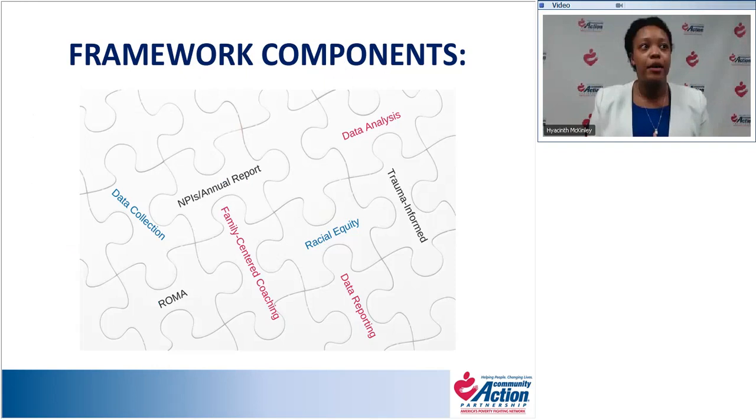And you'll see from some of the components that we have here on the screen, data collection, how you use your data and how it informs the services that you provide and the work that you do is a really critical part, not just because we have to report on it as a part of our national performance indicators, but also it helps you to know what you're doing and why, and how you analyze your data, how you collect and report it plays a big part in that.